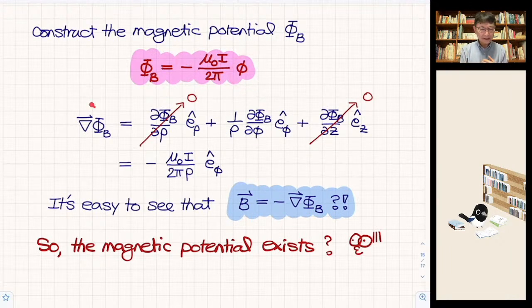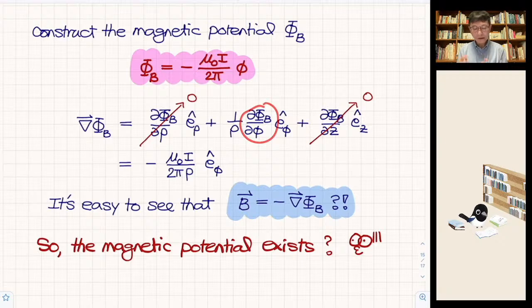And right now, let's calculate the gradient of phi B. So writing it down, it's d phi B d rho, d phi B d phi, d phi B d z, with the correction that 1 over 1, 1 over rho, and 1 over 1. Okay, so I'm writing it down explicitly. And as you can see here, this phi B does not depend on rho, or on z. So then d phi B d rho is 0, d phi B d z is also 0.